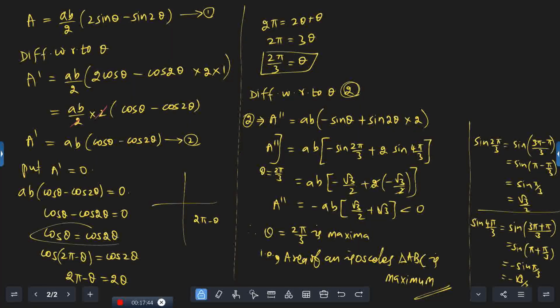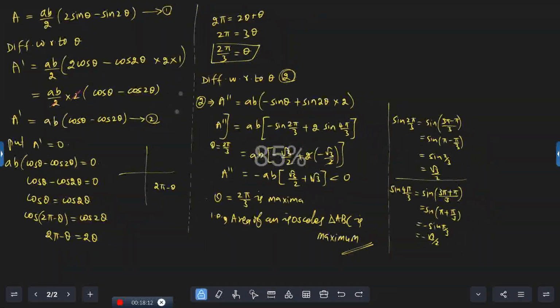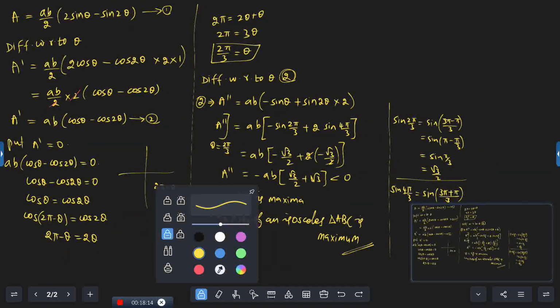Here it is very important: if you cancel directly now, you will get 1 equal to 2, so you have to think wisely how to simplify this. They asked for the maximum area also. So take theta and substitute it in the area, equation 1. There you will get the maximum area. Understand?